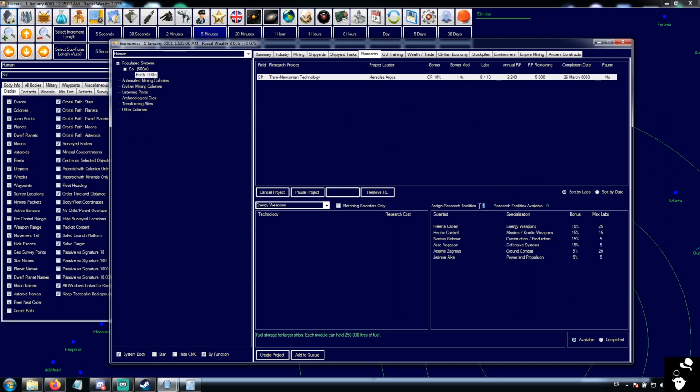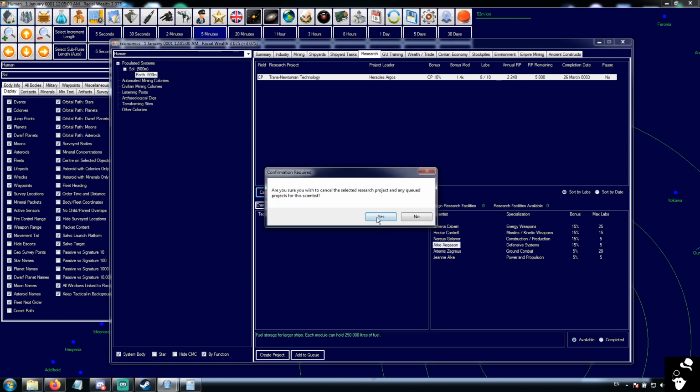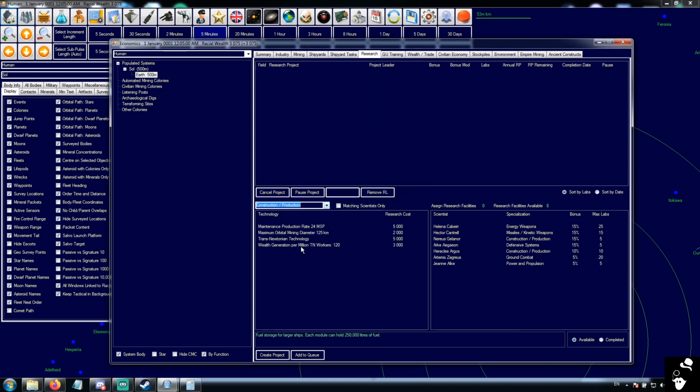This is how many labs you're allocating. The default is the maximum capacity that the scientist can work on out of however many you have. So we don't have any, so it's zero. If we go ahead and remove this guy and click on him again, you can see that it's 8. So even though he can handle 10, we only have 8, so that's how many we have.